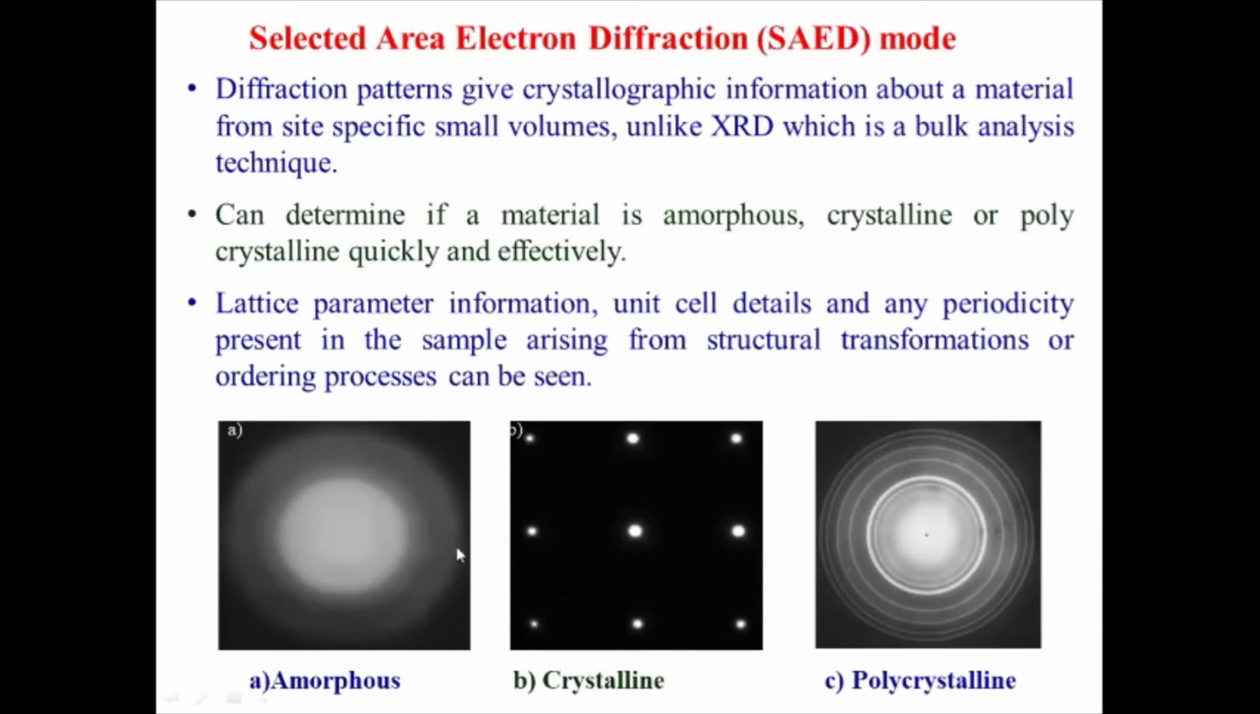So accordingly, one can get the first-hand information that if we get spots, then the material is single crystalline in nature. If you get the diffraction pattern in the form of rings, then you can say that the material is polycrystalline. And if there is no well-defined contrast, you confirm that the material is amorphous.